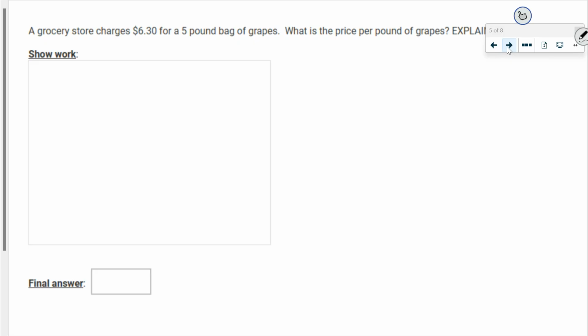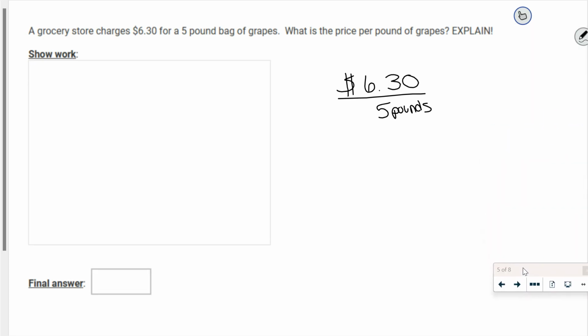A grocery store charges $6.30 for a 5-pound bag of grapes. So I'm going to write that down. What is the price per pound of grapes? Okay, so it doesn't give us an exact number here, but we know what the word per means. Per means we need a bottom of, that is right, 1 pound. So we need to go from 5 pounds to 1 pound. How do we do that? That is correct, we divide by 5.